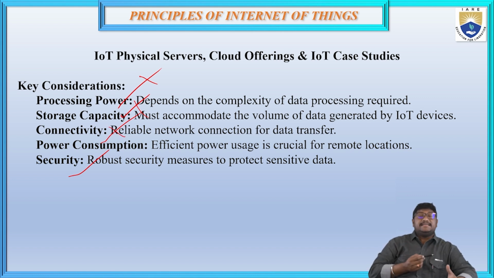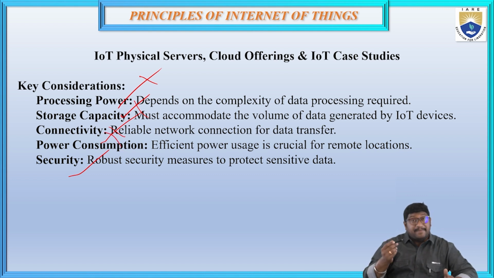And coming to the third one, connectivity. Without connectivity, all the devices present in an IoT system are useless. So the network connection for data transfer should be reliable. And coming to the fourth factor, power consumption. In power consumption, efficient power usage is crucial for remote locations.